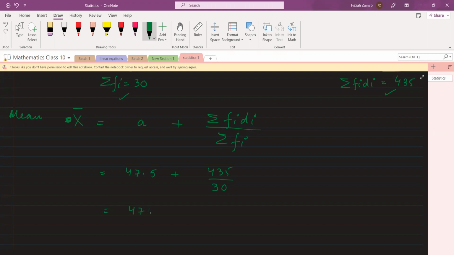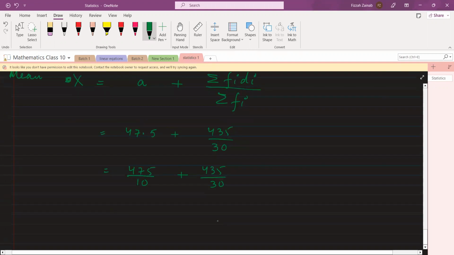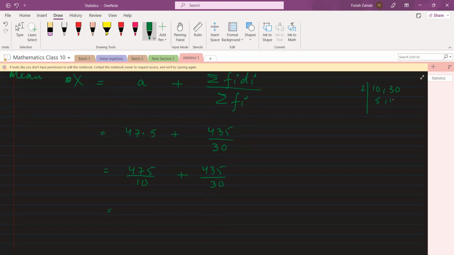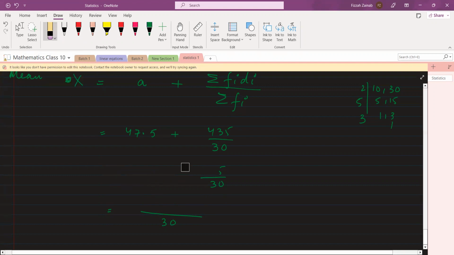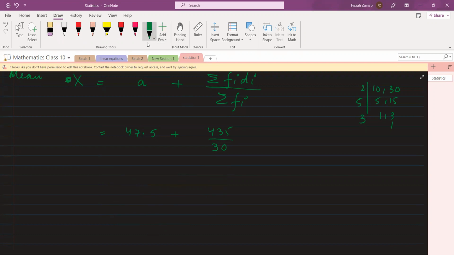So this becomes 475 divided by 10 plus 435 divided by 30. If you take LCM, it will be 30. Or you can do one thing. Before taking LCM at this step, just wait. The easier way to solve will be this. You keep this 47.5 and solve this one.